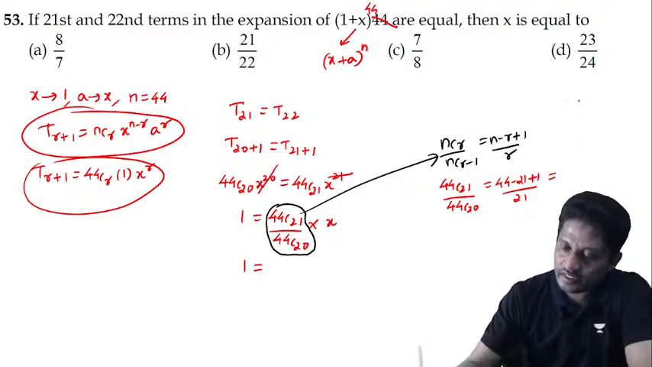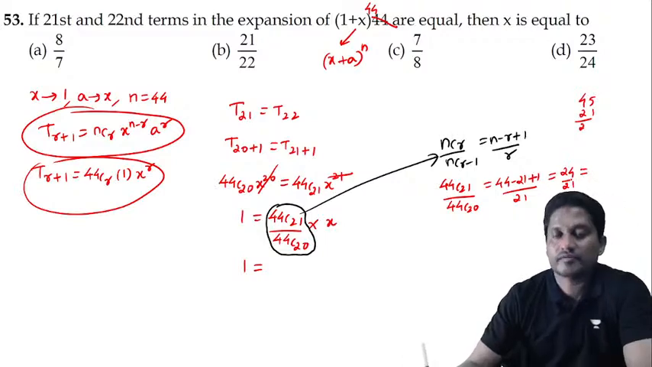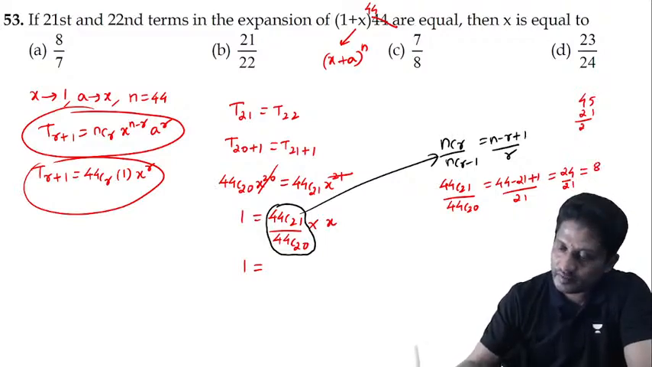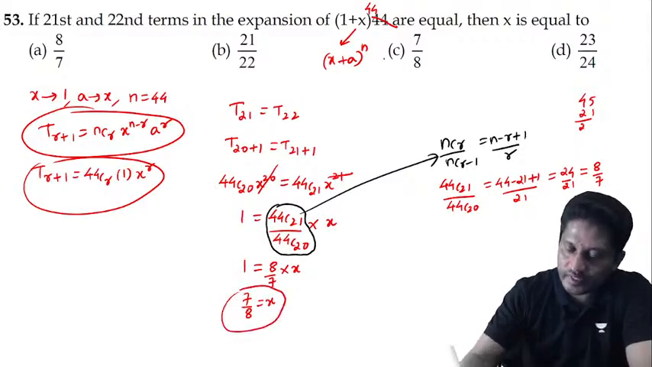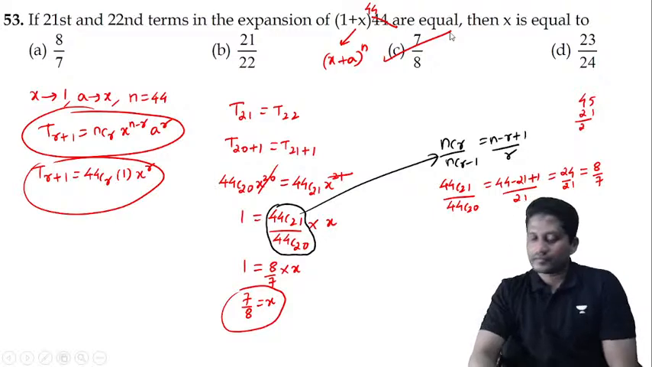Alright, so you will get this as 45 minus 21 is 24. 24 by 21. Go to multiples of 3. So this is 8 by 7. 8 by 7 into x. If I cross multiply, you get 7 by 8 is equal to x. So x is equal to 7 upon 8. Answer is option C.